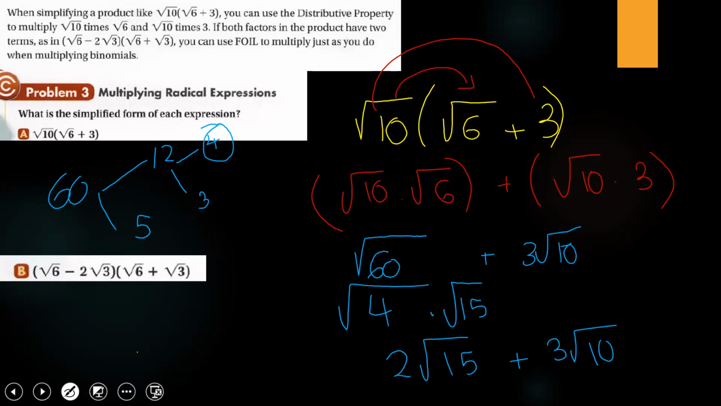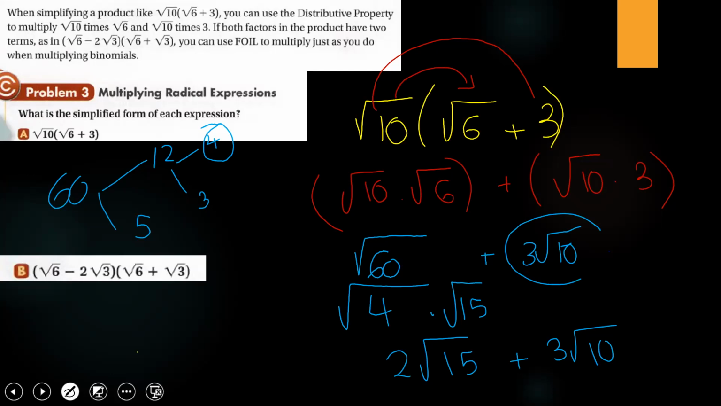Sorry, teacher, for interrupting, but we will not multiply 2 and 3 and 15 times 10? No. Here you have 3 square root of 10. Leave them here, don't change it. Only you have to simplify square root of 60. Let's repeat that here.